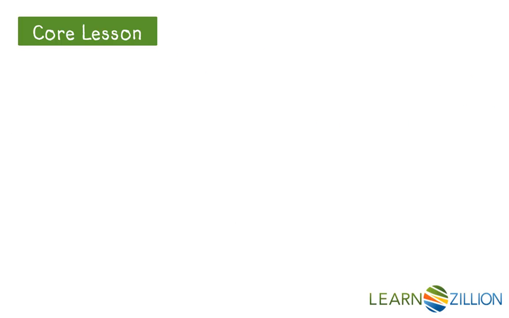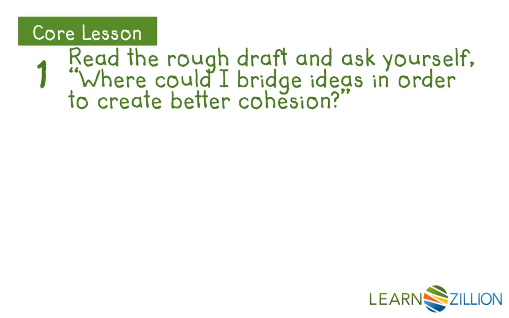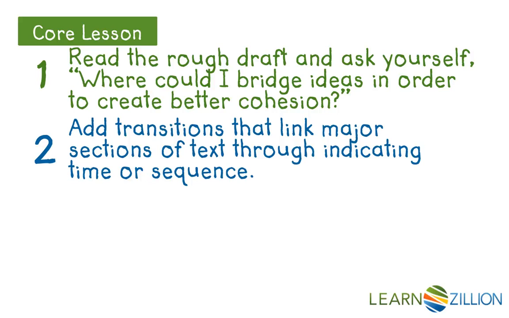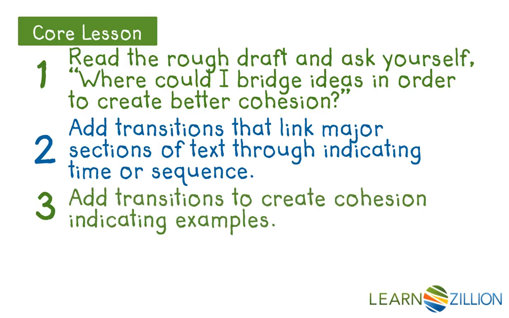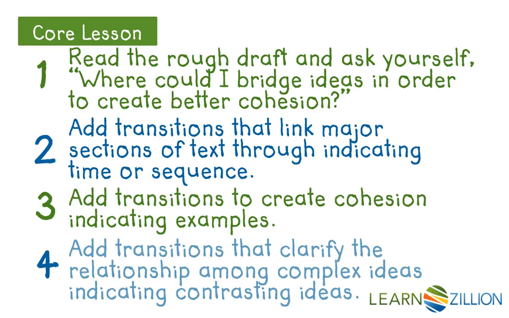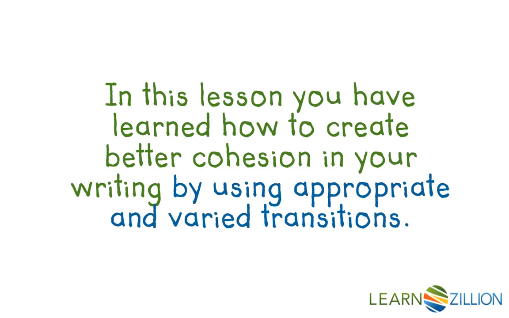So let's review the steps for this lesson. They were: number 1, read the rough draft and ask yourself, where could I bridge ideas in order to create better cohesion? Number 2, add transitions that link the major sections of the text through indicating time or sequence. And number 3, add transitions to create cohesion indicating examples. And 4, add transitions that clarify the relationship among complex ideas indicating contrasting ideas. In this lesson, you have learned how to create better cohesion in your writing by using appropriate and varied transitions.